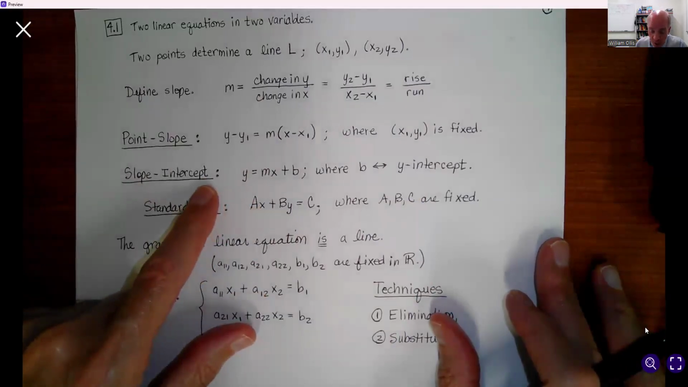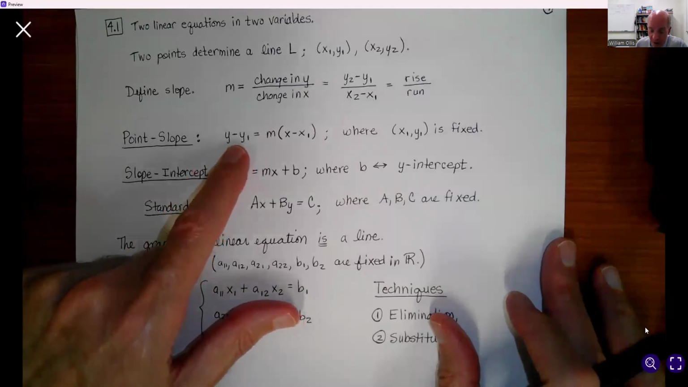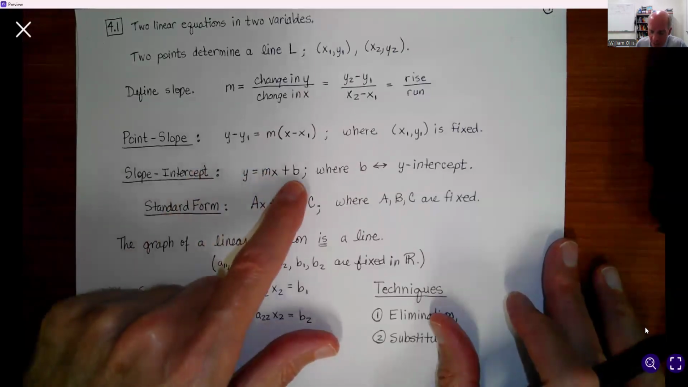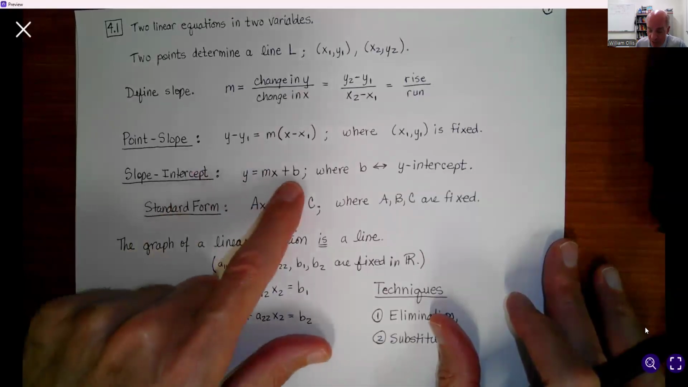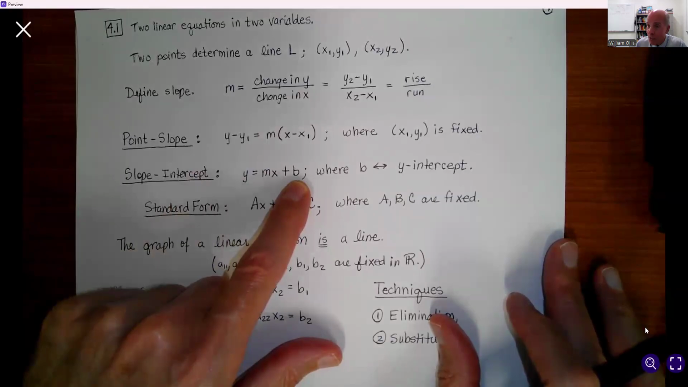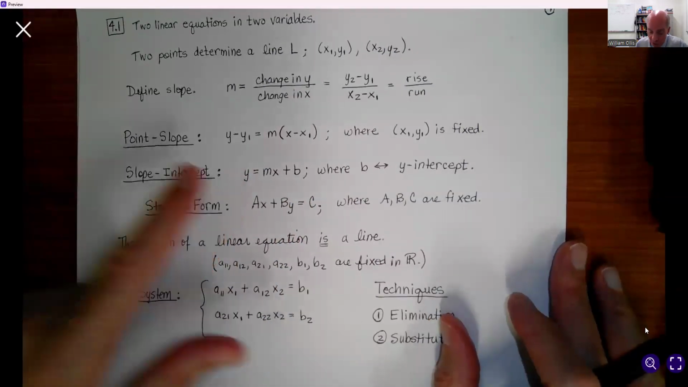Another useful form is called the slope intercept, which basically just means that you isolate the y on one side of the equation. And when you collect the constant terms here, you just relabel that constant term as b. Again, that's just a standard notation for the y-intercept. So we call it slope-intercept because this b, obviously, if you let x be 0, this becomes the y-intercept. So this is also a very useful form of the linear equation.